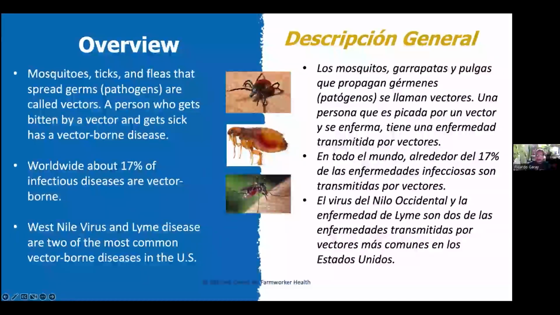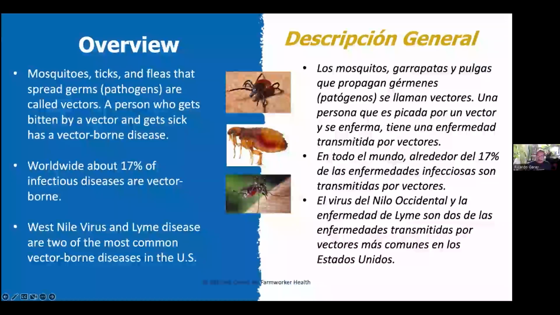Well, the overview or general description. I was a little confused at first when I heard this, but this general description is mosquitoes or ticks or fleas that spread germs or pathogens; these are called vectors. So a person who gets bitten by a vector and gets sick has a vector-borne disease. Worldwide, about 17% of infectious diseases are vector-borne, caused by these vectors.